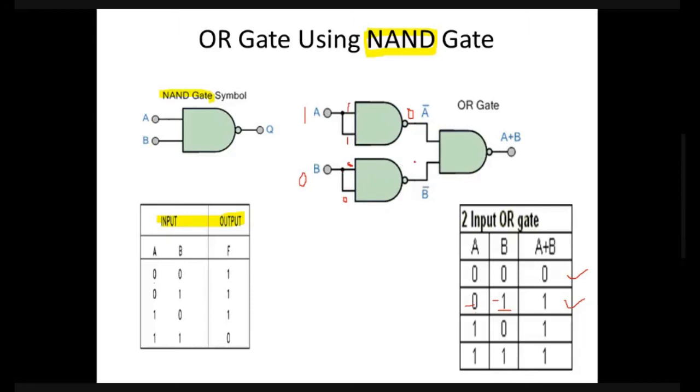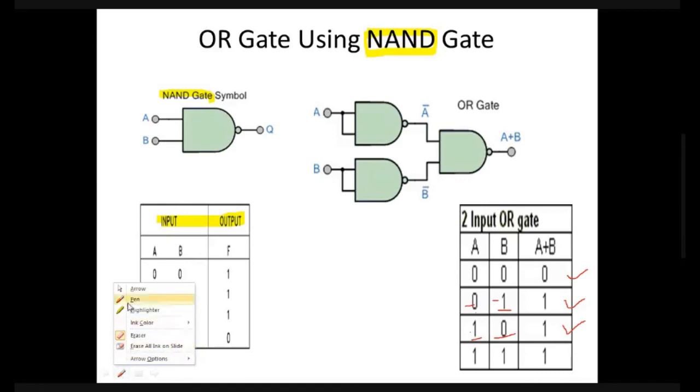Then with 0, 0, the NAND output is 1. This 0 comes here, and this 1 comes here. Then with 0, 1, what is the NAND output? 1. Very good. Then with 1, 1, the final output is 1. So we satisfy the third case also. Now we will move forward to the last condition.